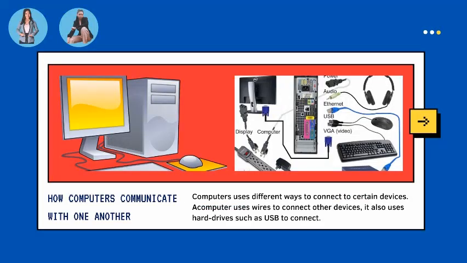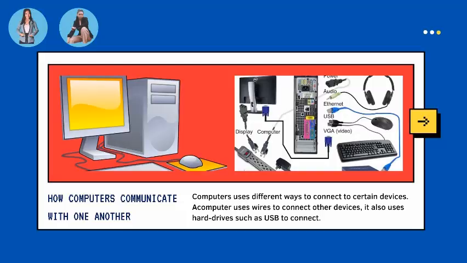So let's continue. How computers communicate with one another. Computers use different ways to connect to certain devices. For example, the computer monitor uses a wire to connect to the computer unit, while the mouse wirelessly connects to the laptop, etc. So it depends on the situation. Computers use different connection methods to do their tasks.